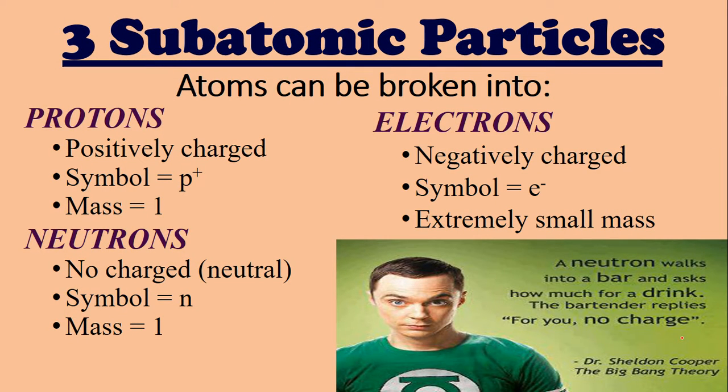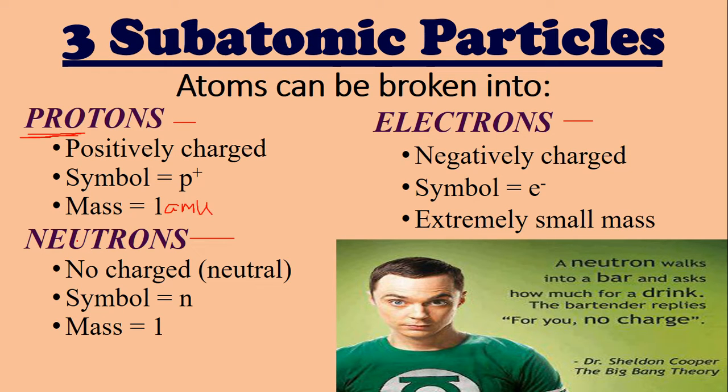Now, I mentioned some of these just now, but an atom can be broken down into three subatomic particles: protons, neutrons, and electrons. Protons are positive. I try to think of pro. Pro is a good thing. Its symbol is a P plus sign. In general understanding, it has a mass of 1 AMU.